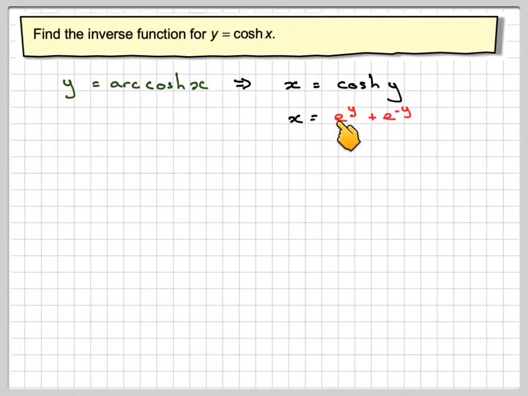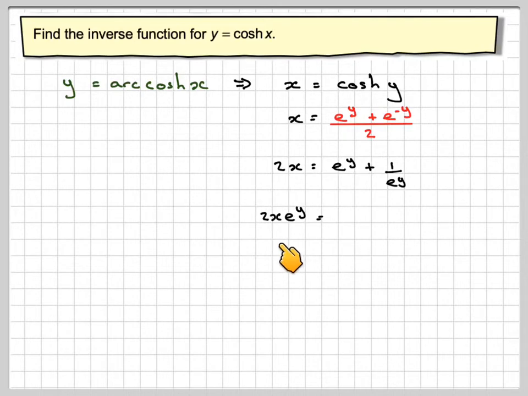Cosh y will be equal to e to the y plus e to the minus y over 2. We now have to make y the subject. So 2x, multiplying by 2, will become e to the y plus 1 over e to the y, because we've got e to the minus y. Multiplying by e to the y, we will get 2x e to the y is equal to e to the y squared, which we write as e to the 2y, plus 1. So we get e to the 2y minus 2x e to the y plus 1.